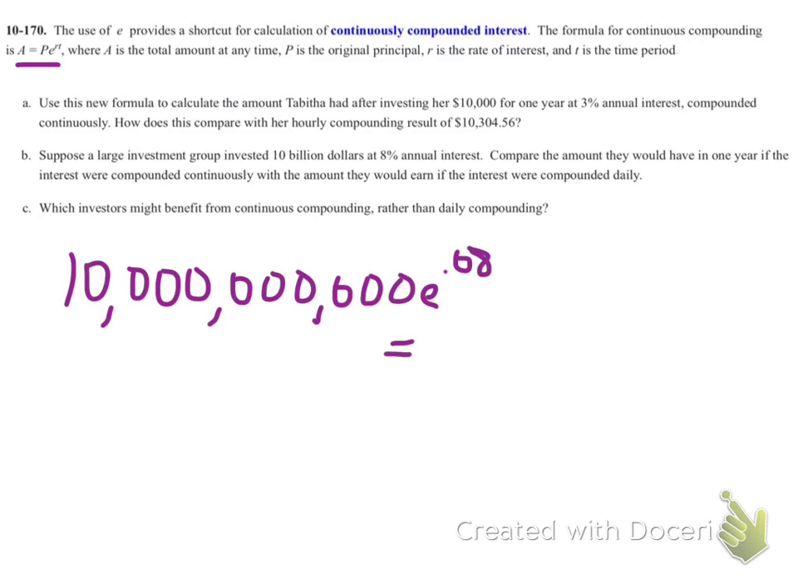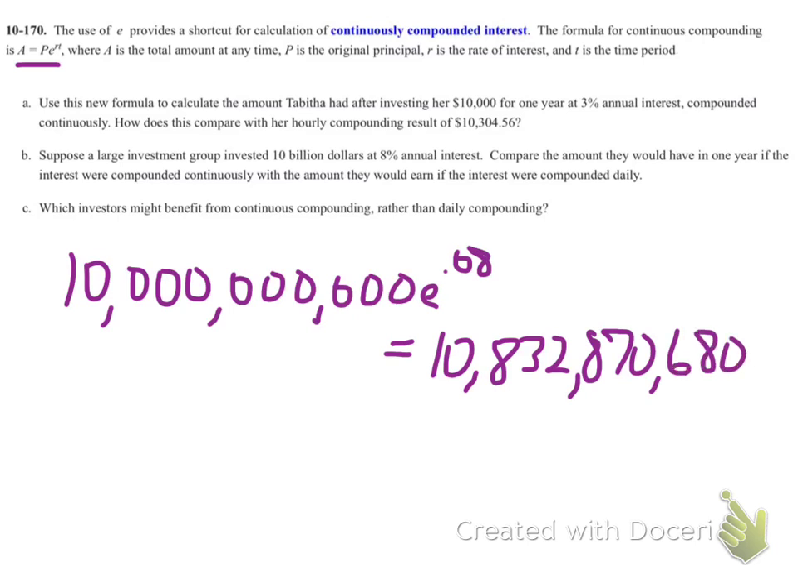So that ends up being $10,832,870,680. The calculator doesn't even give enough decimal places to figure out the pennies. At that point, it's not necessarily that big of a deal if you're dealing with $10 billion.